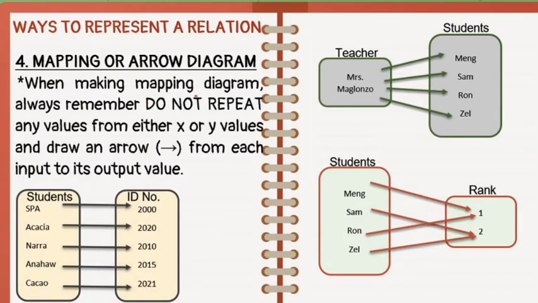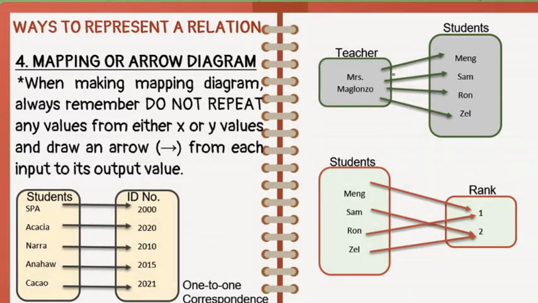So, kapag mapping, pag gagawa ka ng mapping or yung arrow diagram, kailangan wag mong uulitin yung values sa x or y. So, kung mauulit siya, isang beses mo lang siya isusulat. Tapos, gagamit ka ng arrow from each input to its output value. So, example. Itong example na to, ito tinatawag natin na one-to-one correspondence. Kasi kung titingnan nyo, dito sa students natin, ito yung input natin, and tapos yung output natin is yung ID number. So, meron tayong corresponding ID number for each student. So, pag SPA 200, pag Akasha 2020, so, yan yung one-to-one correspondence.